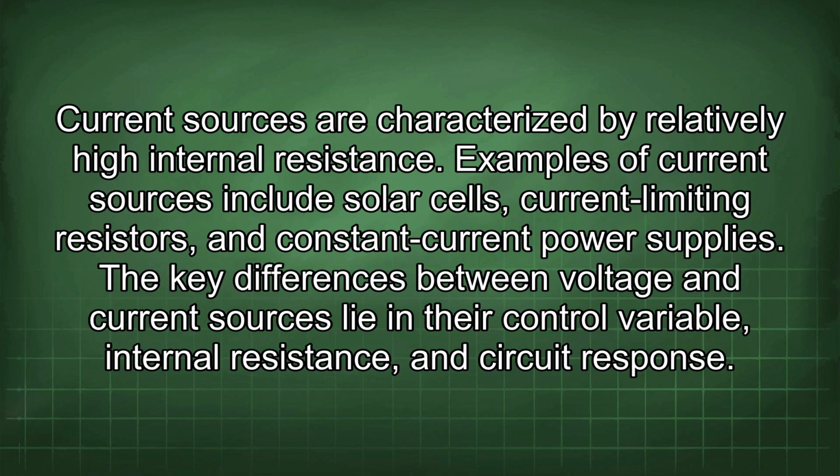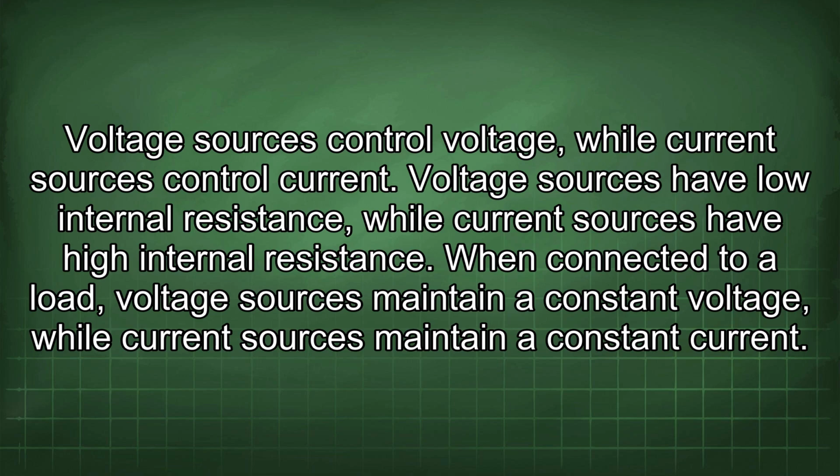The key differences between voltage and current sources lie in their control variable, internal resistance, and circuit response. Voltage sources control voltage, while current sources control current. Voltage sources have low internal resistance, while current sources have high internal resistance. When connected to a load, voltage sources maintain a constant voltage, while current sources maintain a constant current.